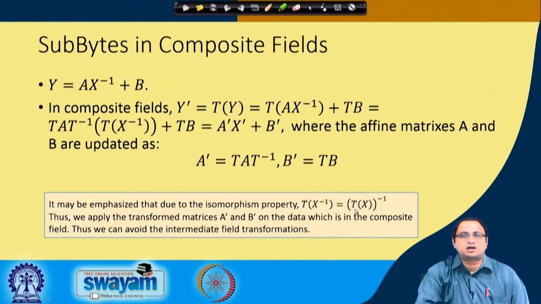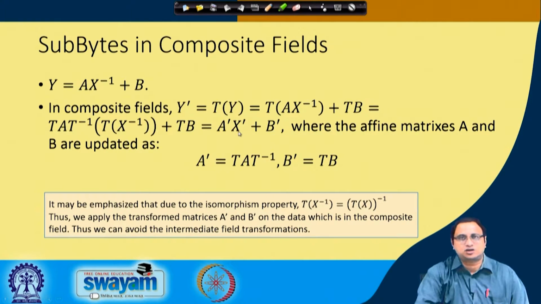That means I am doing the inverse in the composite field. X was originally in GF(2^8). By applying Tx, I have transformed it into the composite field, and now this operation is done in the composite field. So, that is why this equation, that is y' = A'x' + B', is in the composite field.